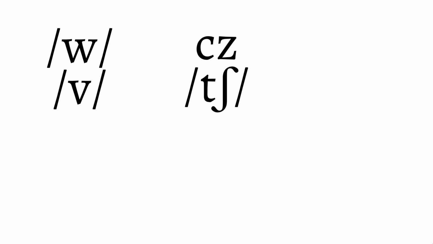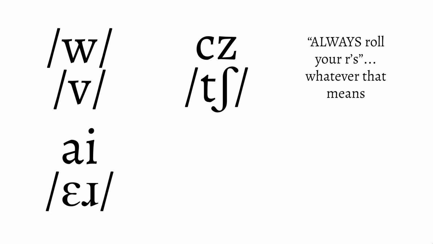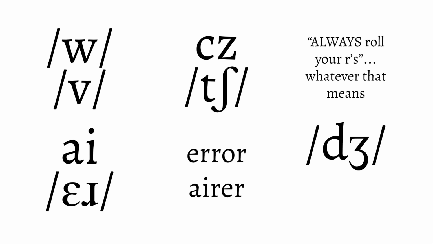I instructed the reader to always roll your R's, whatever that means, and then saw the word air, saw the AI making that weird sound at the beginning, and declared that AI would stand for whatever that sound is. I think this is the closest to my pronunciation. Regardless, the word error would now be spelled error. Anyway, that might just be the worst change I made if it wasn't for that pesky j sound.